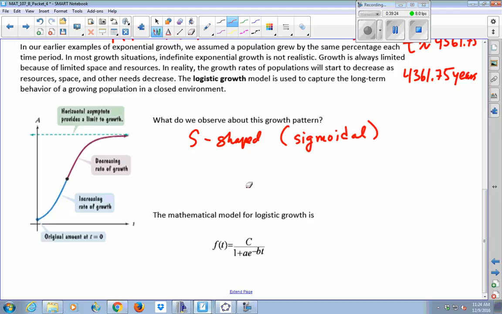That horizontal asymptote actually has an equation. Remember, a horizontal asymptote, some of you got this wrong on your test, is y equals, right? All your y values are the same. y equals c. Notice where c appears in your model. It's the numerator. That's called the carrying capacity. If you take an environmental science course, you'll hear that term, carrying capacity.